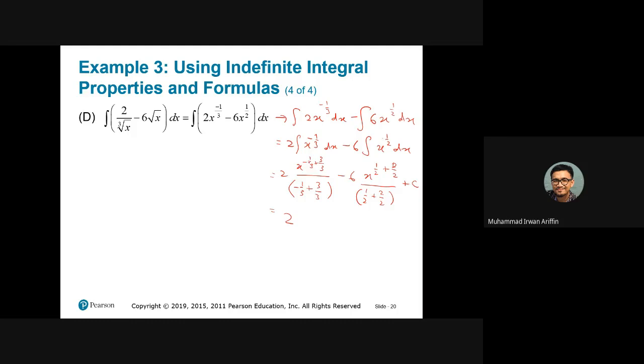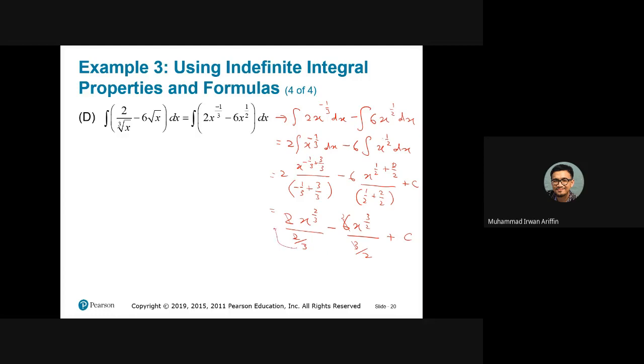So negative 1 over 3 plus 3 over 3. So this would be x to the power of 2 over 3 divided by 2 over 3, minus 6 x to the power of 3 over 2 divided by 3 over 2 plus c. Okay. And so we can basically simplify this further. So this is 2 divided by 2 over 3. So we can cancel this out. And this is 6 divided by 3. So this becomes 2. And we have 3 here.